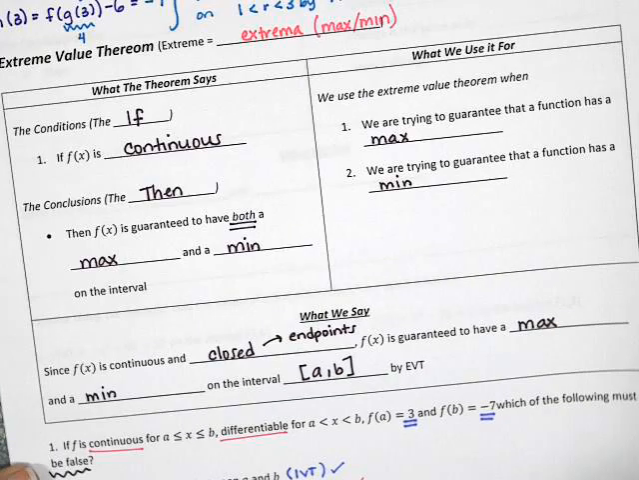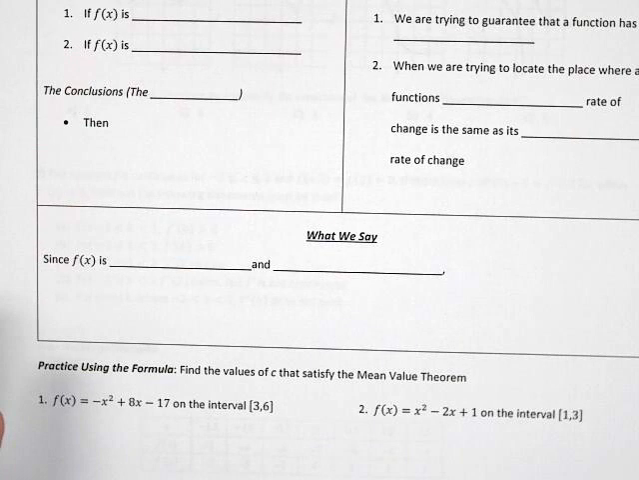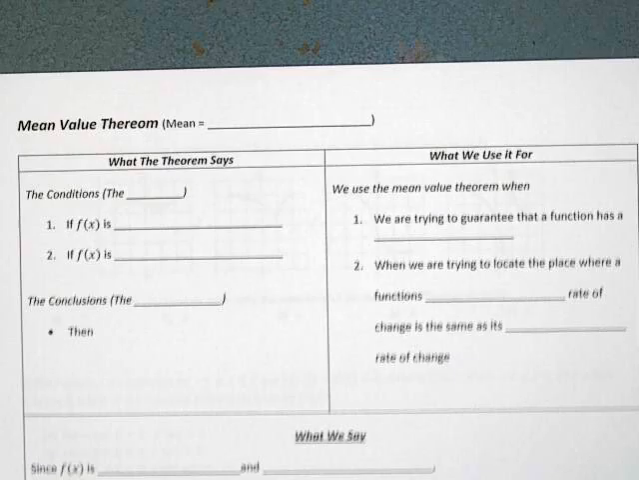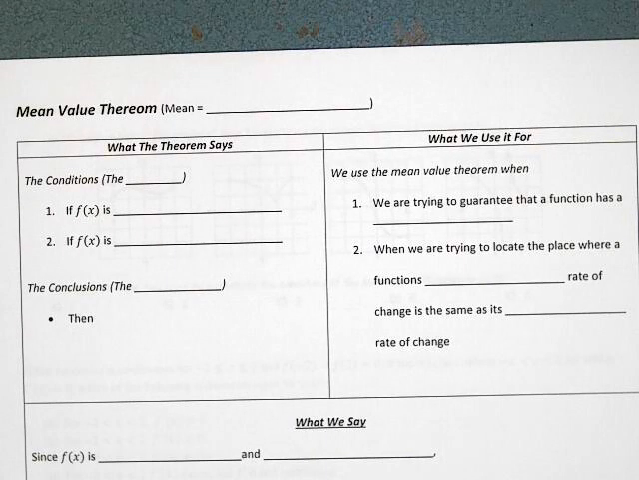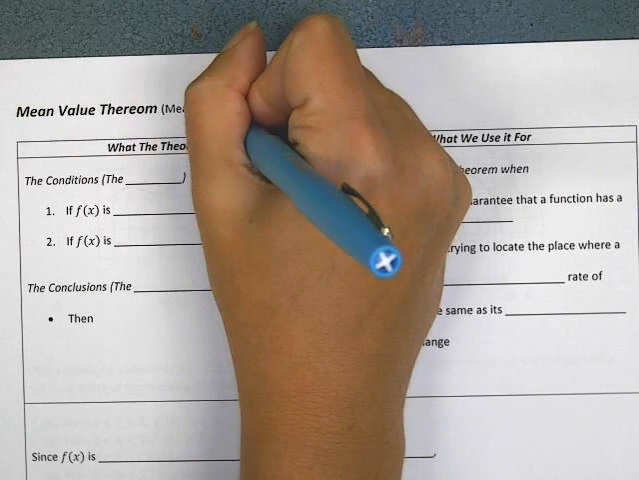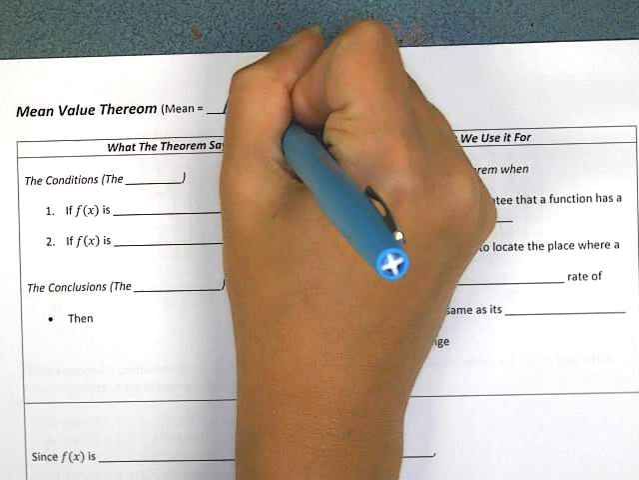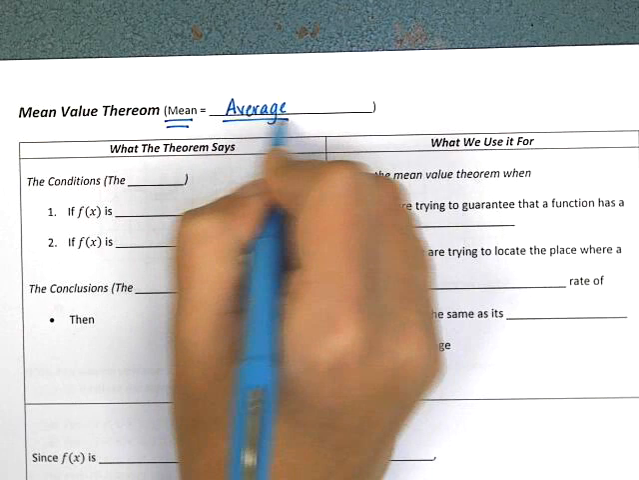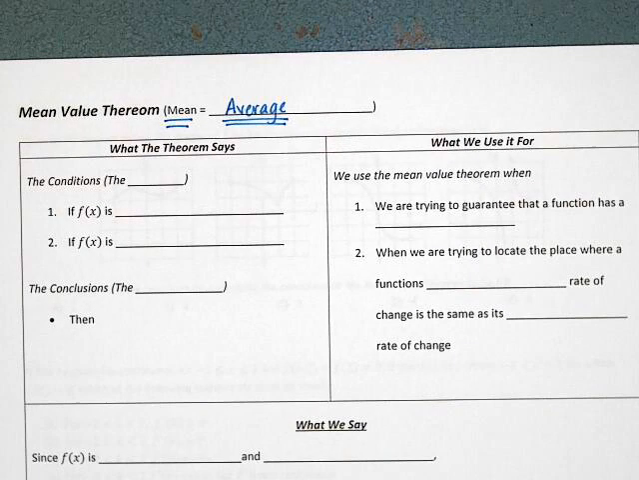All right, let's take a look at the last theorem. And this might be the single most important theorem that we've learned so far. The mean value theorem. Whew. The mean value theorem talks about averages. Because in math, the word mean means average. So here's what the theorem says. The conditions, the ifs.